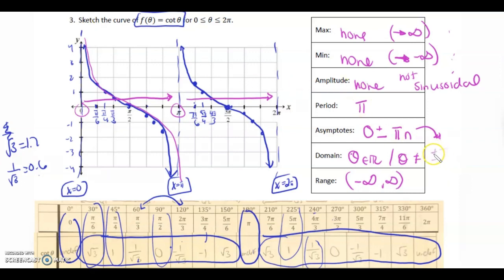All right, plus minus. This is plus minus πn. It's not π over n. So it's just like the asymptote here is going to be right here. Okay, so our x value or θ value, our independent value, cannot equal the asymptotes.